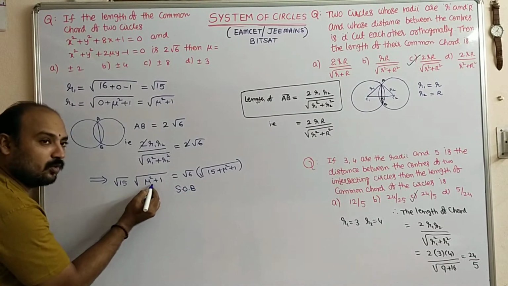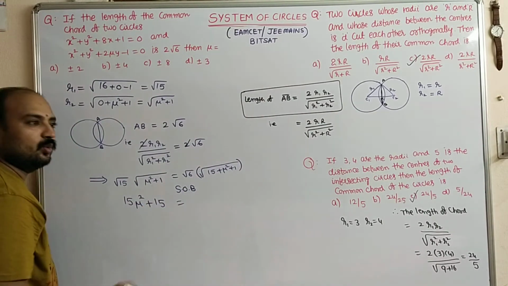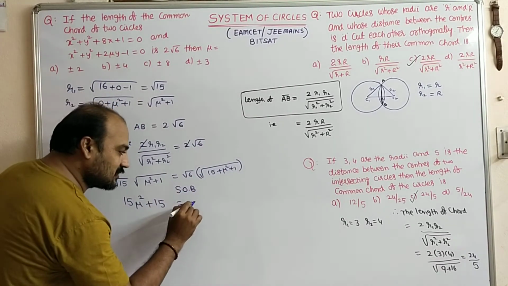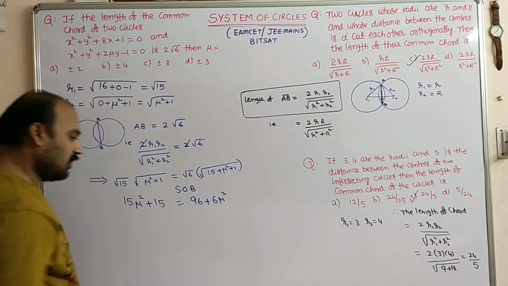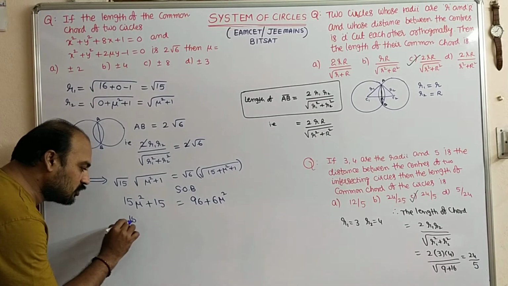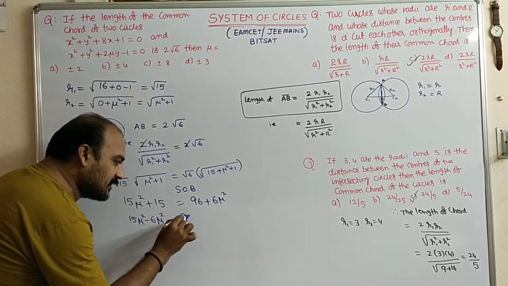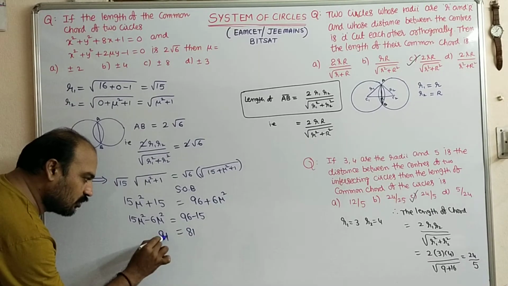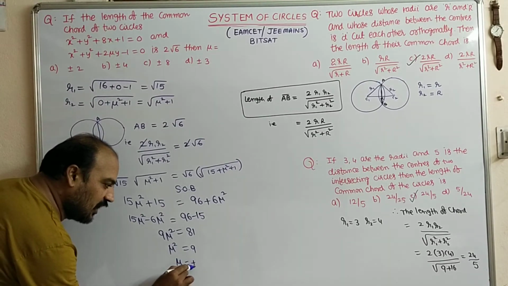Root 15 whole square, 15 into mu square, 15 mu square plus 15 into 1 is equal to root 6 whole square, 6 into, here 15 plus 1, 16, 16 into 6, 96 plus 6 into mu square, 6 mu square. Now 6 mu square I am taking this side and 15 I am taking into this side. So 15 mu square minus 6 mu square is equal to 96 minus 15, which is equal to 81. Here 9 mu square. So mu square equal to 9, mu is equal to plus or minus 3.